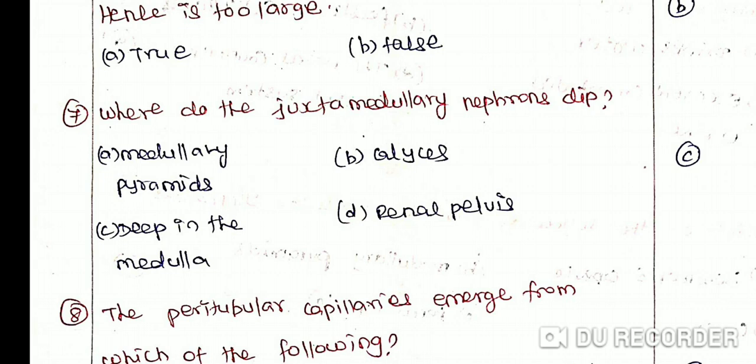Explanation. In some of the nephrons in kidneys, the loop of Henle is very long and runs deep in the medulla. These nephrons dipping into the medullary region are known as juxtamedullary nephrons. Next question.